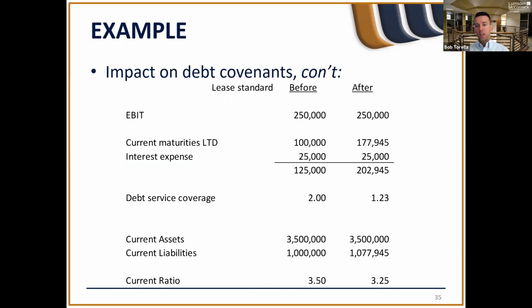So as you can see, we have the first column before implementation. You have $250,000 of income. Your current maturities are $125,000. Your debt service coverage ratio is 2, so you're good. You're over the 1.25. Now after, because now we have some operating leases, that's $77,000 of principal payments we talked about in the previous example, increase your current maturities of long-term debt. Now your debt service coverage ratio is at 1.23, so you're only at 23% over your net income. So now you really don't meet your debt service coverage ratio.